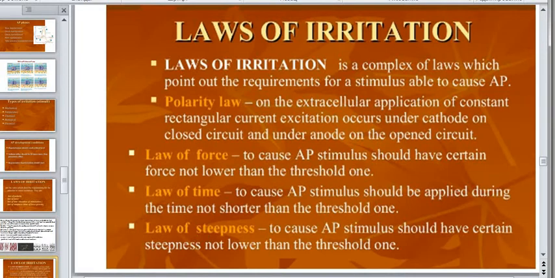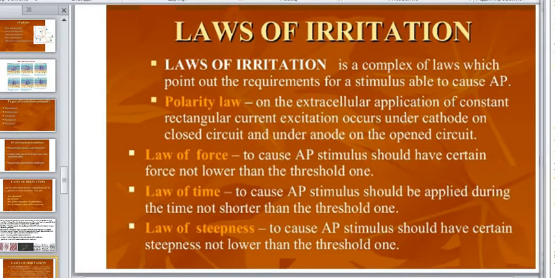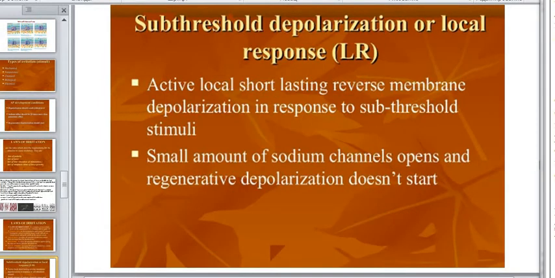We can find on the slide the conditions that are necessary for the formation of an action potential. The force is different for different cells. So we find the law of force. For different cells, the rheobase is different. What is the rheobase? It is the minimum force which can cause some changes in the cell membrane. So rheobase is the minimum force capable of causing cell excitation. About these laws, more on the next slides.